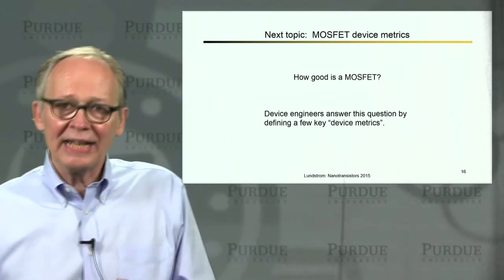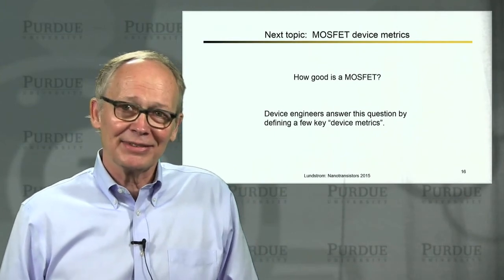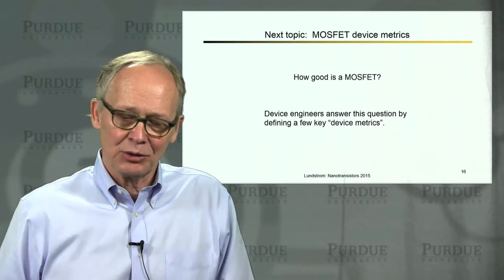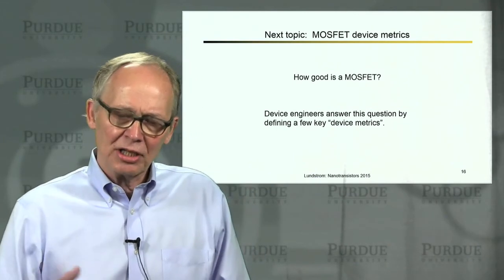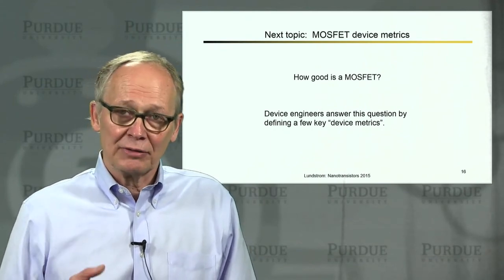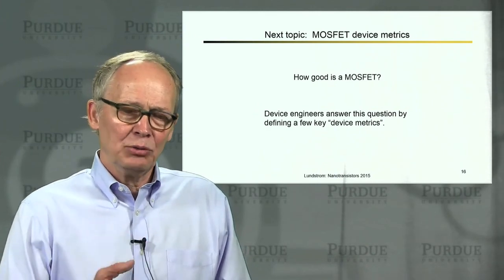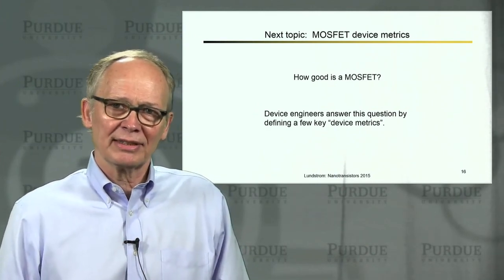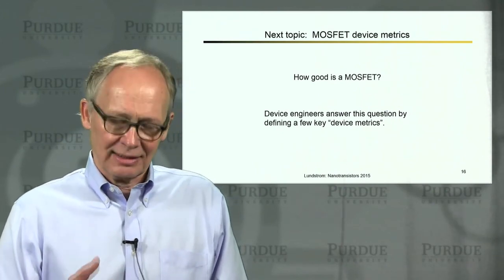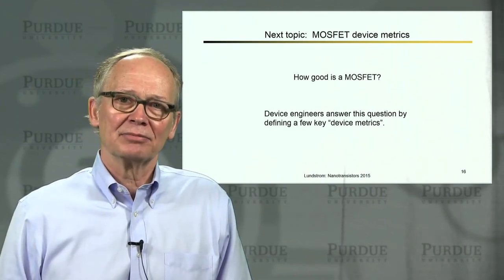Now, we've defined some terms. We're beginning to get a little bit familiar with the IV characteristics of these devices. We want to eventually relate those IV characteristics to what's going on inside. But a question you might ask now is, how do we determine whether we have a good MOSFET or not? Device engineers do this by defining a few key metrics. They look for a few key parameters in these IV characteristics that can tell them whether this device will perform well in the complicated circuits that we build these days. And that's the subject of the next lecture, device metrics.